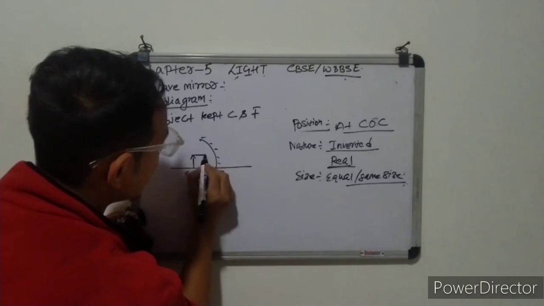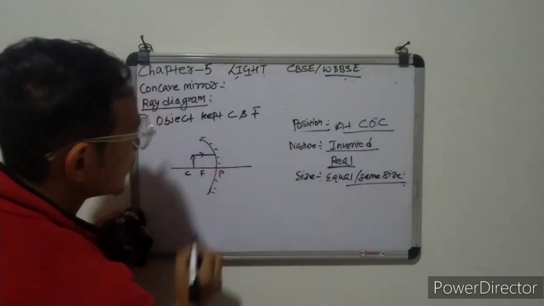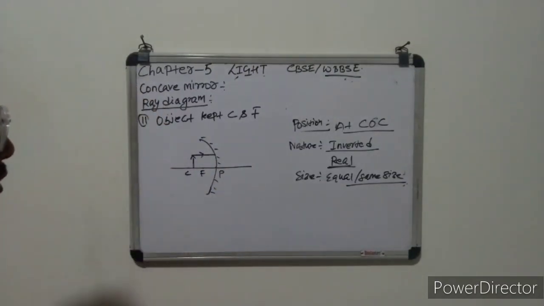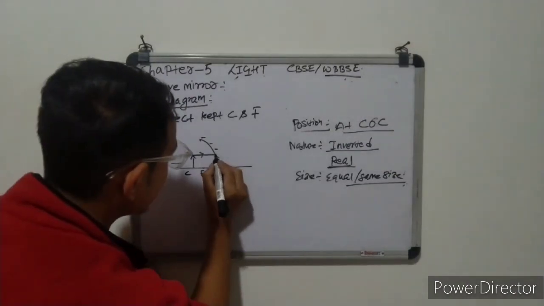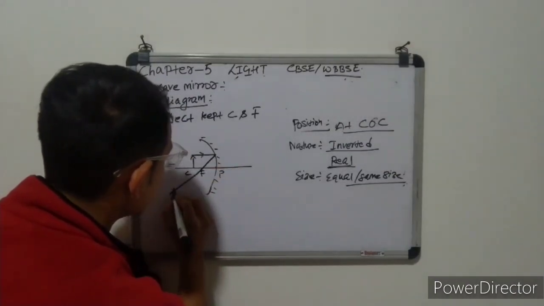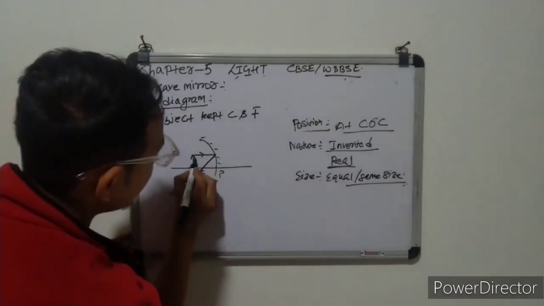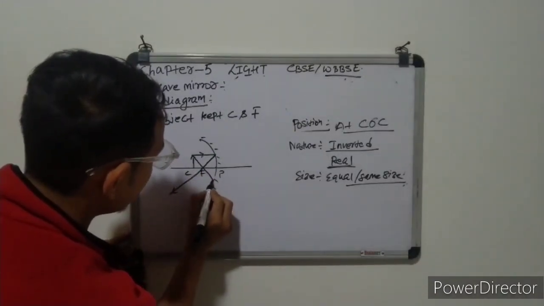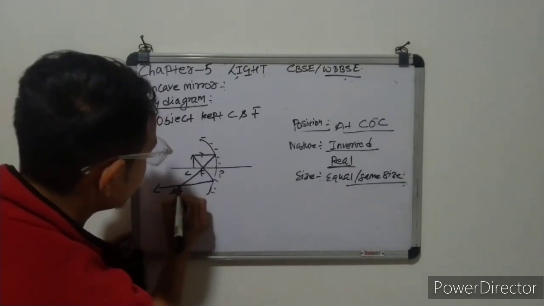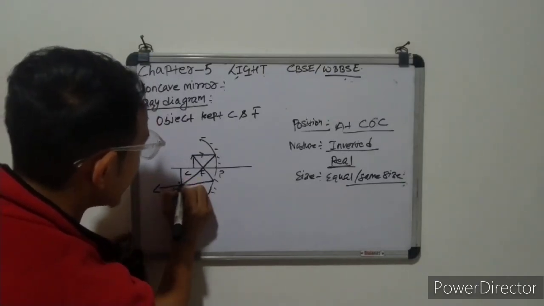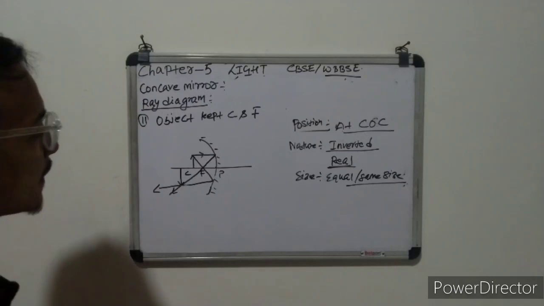So first, the incident ray of light will be parallel to the principal axis, and that ray will pass through the focus after reflection. And another ray of light, I will pass through the focus, and this ray of light will appear to meet beyond C. The two reflected rays meet.